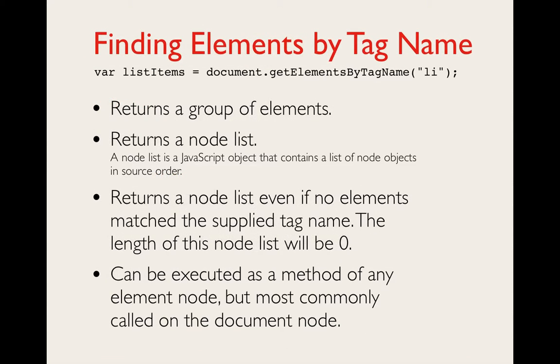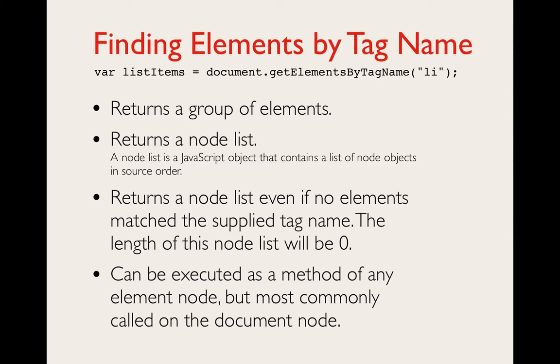So let's find elements by tag name. Sometimes you just want to find a bunch of list items and do something to them, or all the pieces of a form, all the text areas or text elements of a form. And what you want to do is find elements by the tag name. So let's look at the limitations and the benefits of this, because it returns a group of elements. It returns a node list. It's kind of like an array.